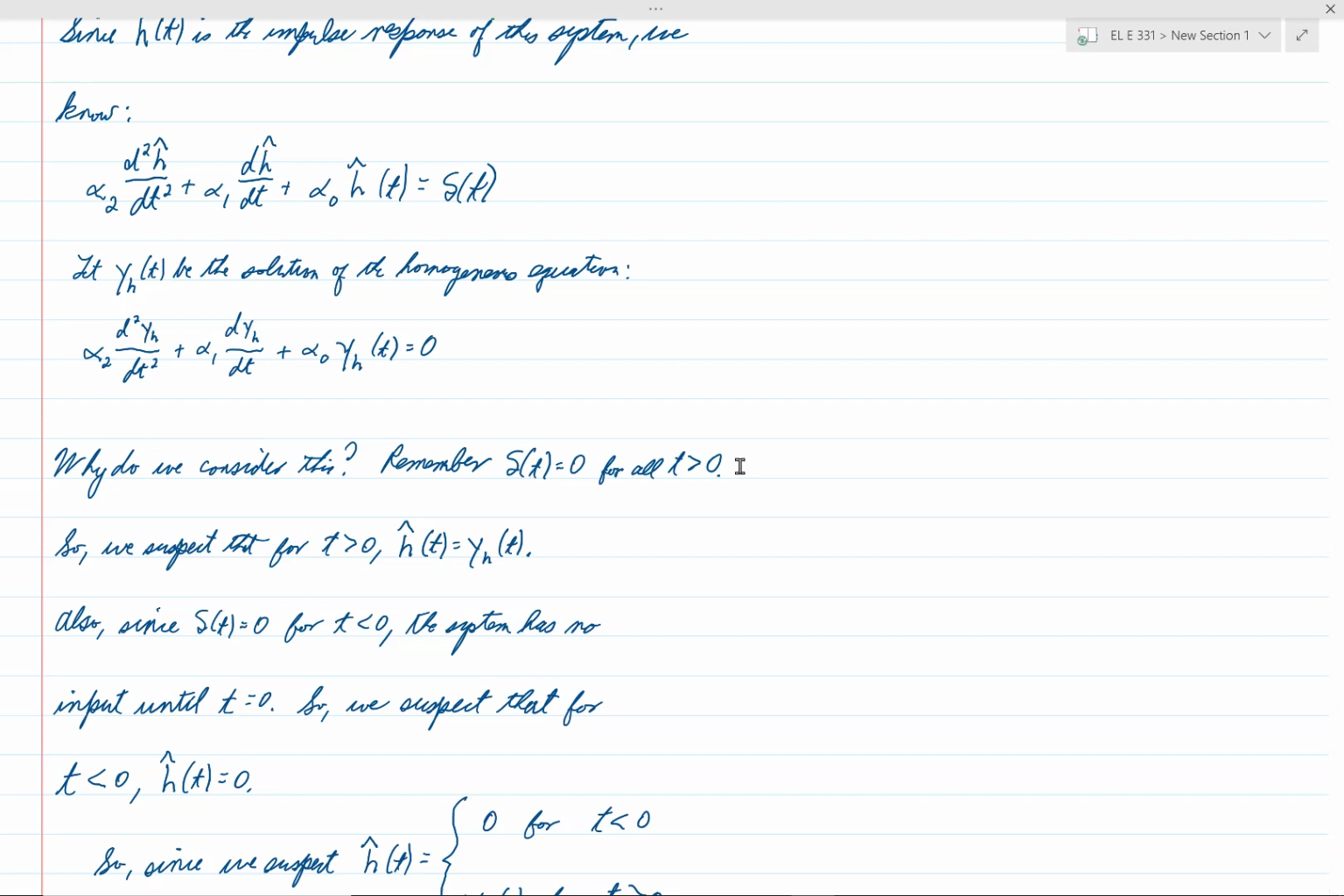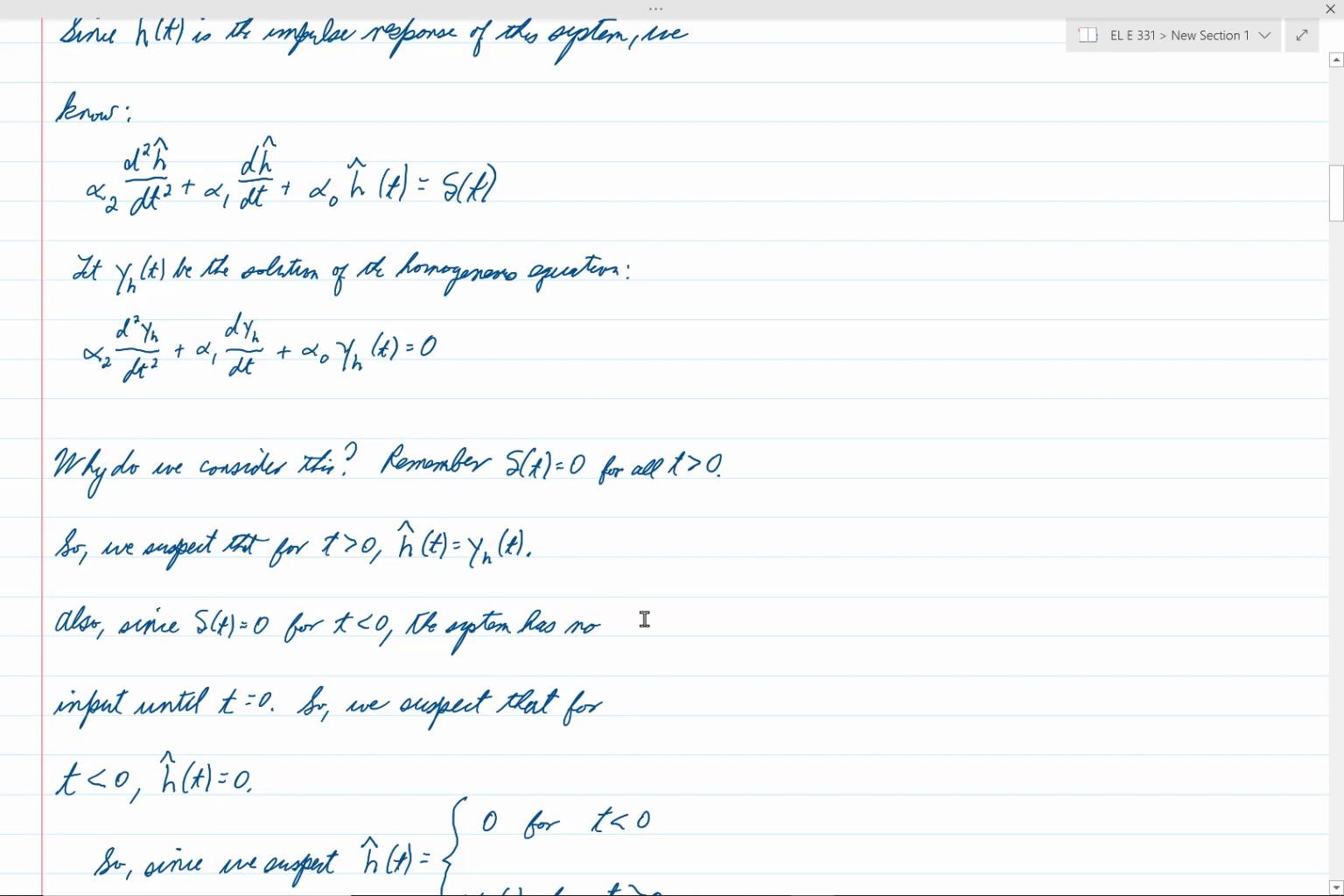So we would expect that for all those t's greater than 0, this top equation becomes the second equation, since the right-hand sides both become 0. So we would expect that for t greater than 0, h hat of t is equal to that homogeneous solution. And furthermore, remember, coming back up here and looking at this again, that delta of t is equal to 0 for all t less than 0 as well.